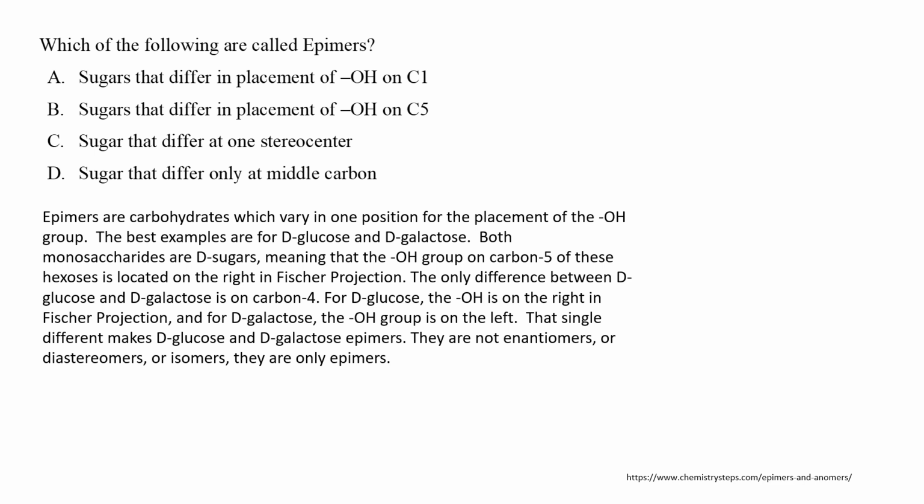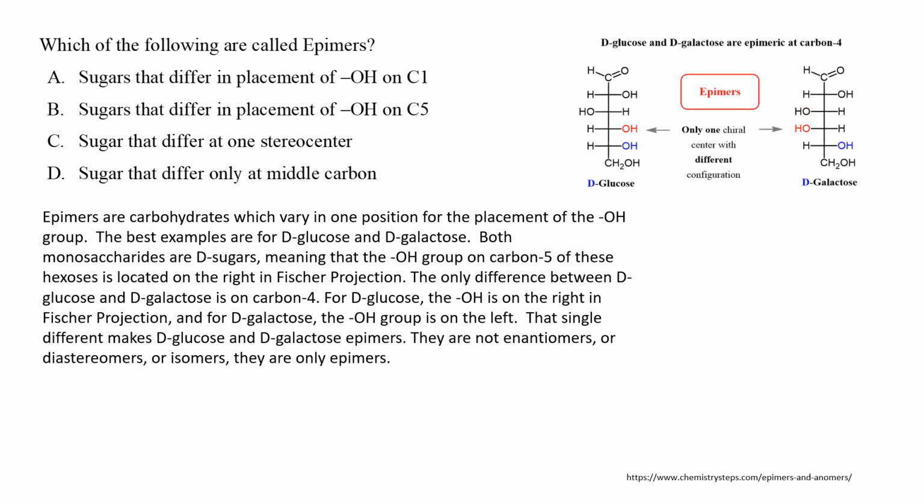The best examples are D-glucose and D-galactose. Both are monosaccharides and both are D-sugars, meaning that the OH group on the carbon 5 of these hexoses is located right in the Fischer projection. The only difference between these two is on carbon 4. For D-glucose, the OH group is on the right on carbon 4, and for D-galactose, it is on the left. A single change makes D-glucose and D-galactose epimers. They are not enantiomers, they are not diastereomers, they are not isomers. They are only termed as epimers.